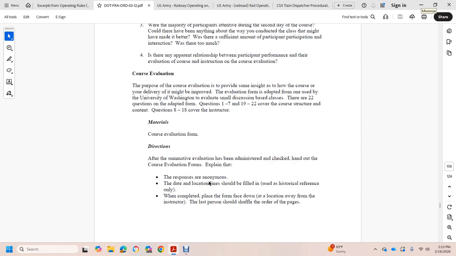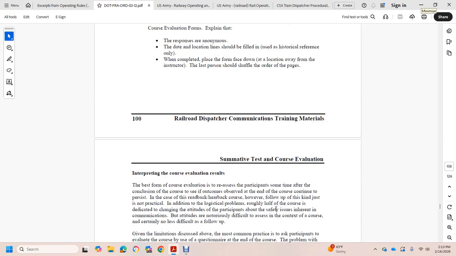After the evaluation has been administered, hand out the course evaluation forms, explaining that the responses are anonymous. The date, location, and time should be filled in for historical reference only when completed. Place them face down in a location away from the instructor. The last person should shuffle the order of the pages.